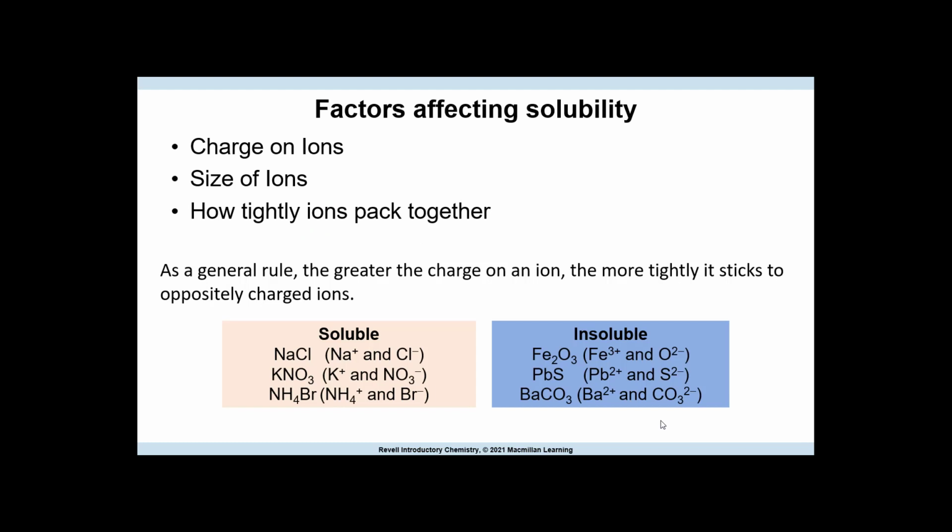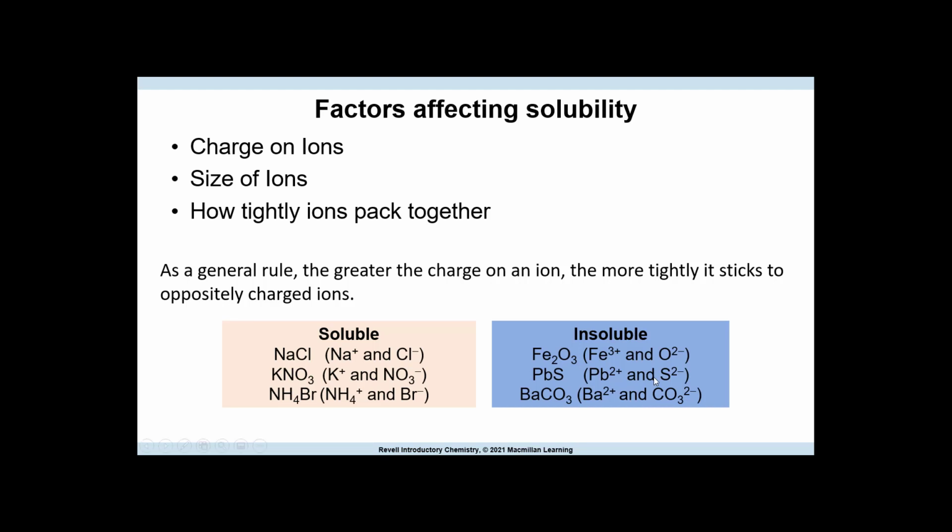Okay, so the solubility of ionic compounds depends on the charge of the ions, the size of the ions, and the way the ions are packed together. The more strongly the ions bind to each other, the less likely they are to dissolve in water. As a general rule, the greater the charge of an ion, the more tightly it sticks to oppositely charged ions, which means it's just a greater pull. For example, most compounds composed of ions with a +1 or a -1 charge, such as sodium chloride, potassium nitrate, and ammonium bromide, are soluble in water because they all have a +1 or a -1 charge.